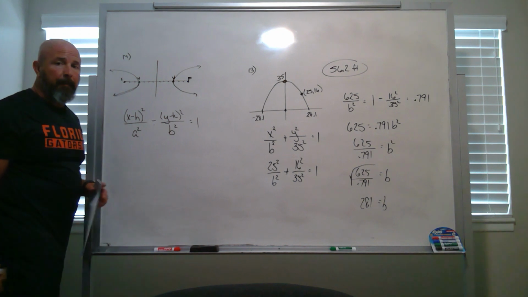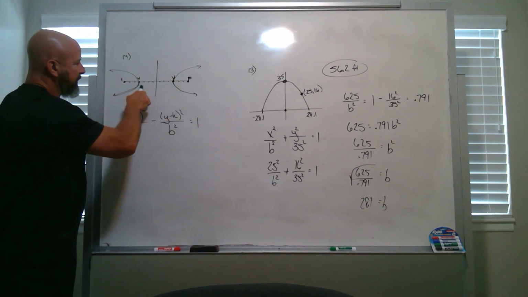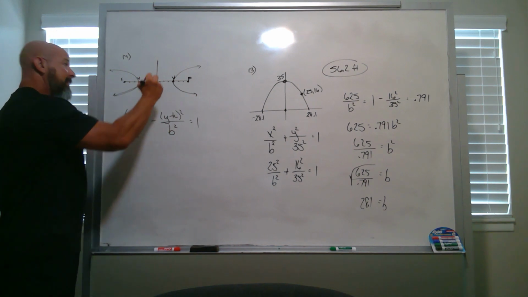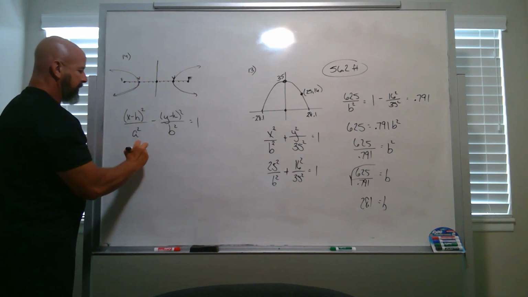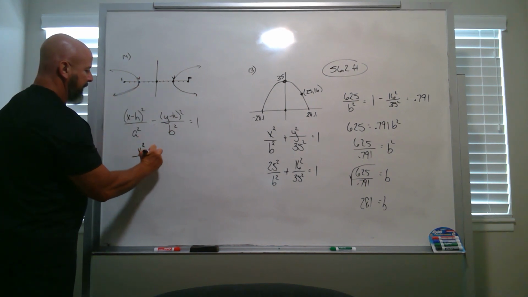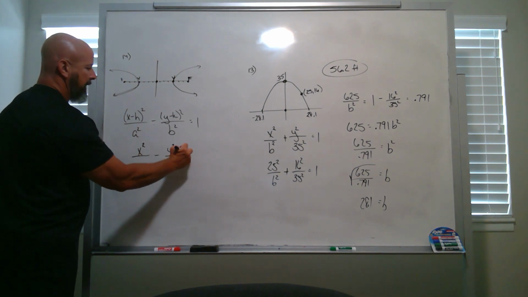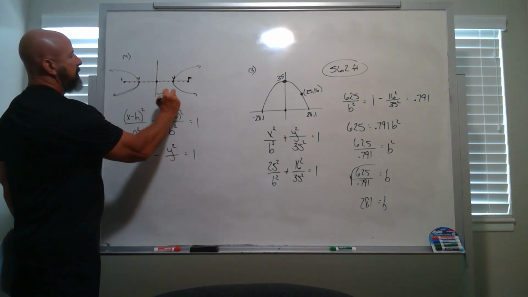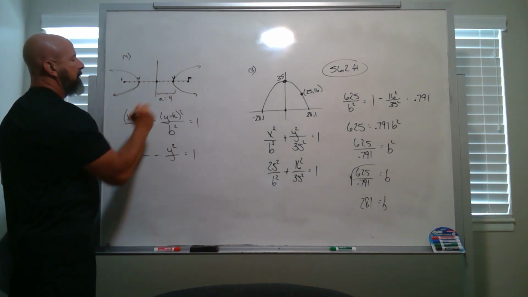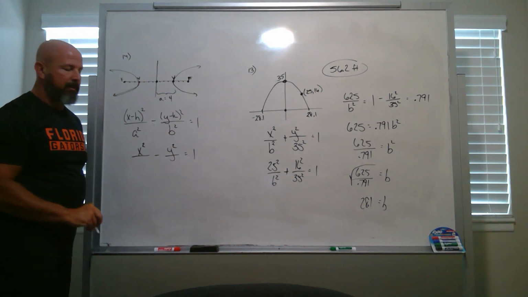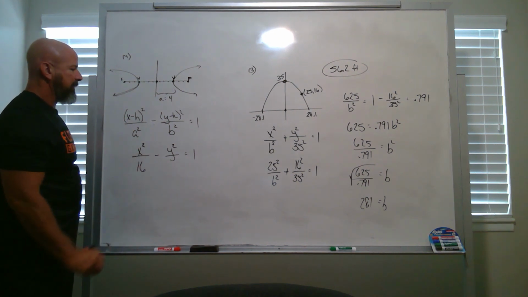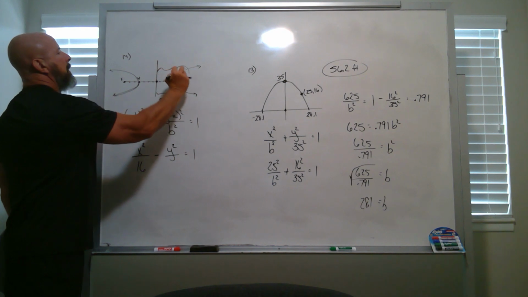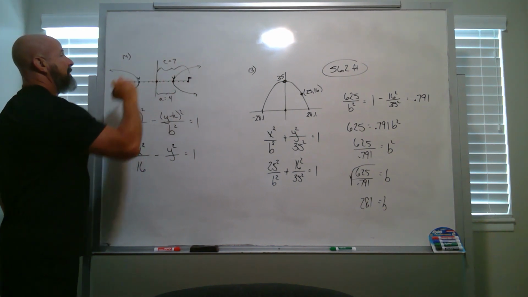All right, I need the center. Well, the center is equidistant, so if the vertices are at plus or minus 4, 0, the center's got to be right here at 0, 0. So now I know it's x squared over something, y squared over something is 1. Center to vertex, that's a. a is 4 units, so a squared is 16. Center to focus, that's c. c is 7 units.